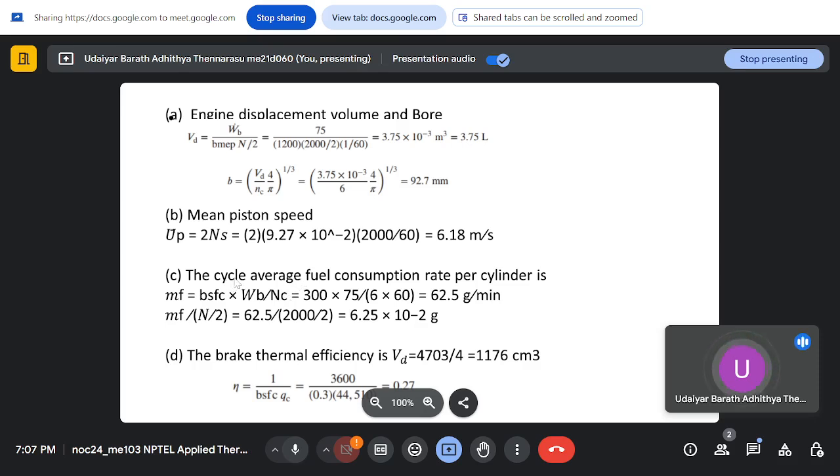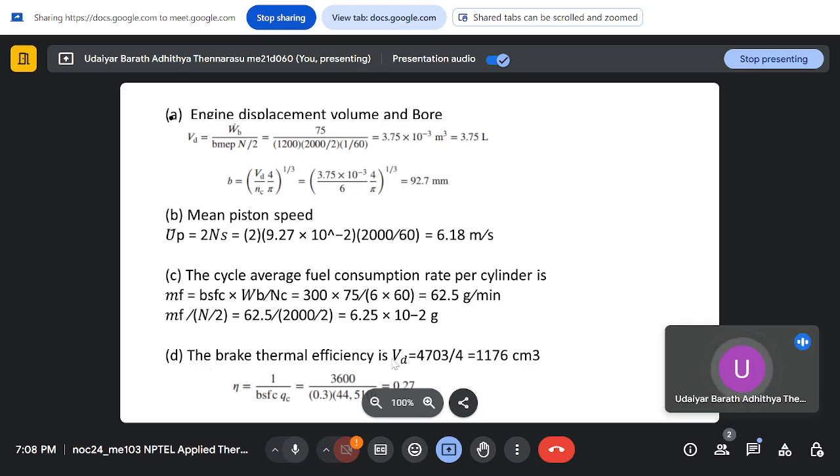So the average fuel consumption per cycle per cylinder is the mass of fuel divided by the speed. So 62.5 divided by 2000 by 2, this comes out to be 6.25 into 10 power minus 2 grams. So that is the mass of fuel which is taken by each cylinder.